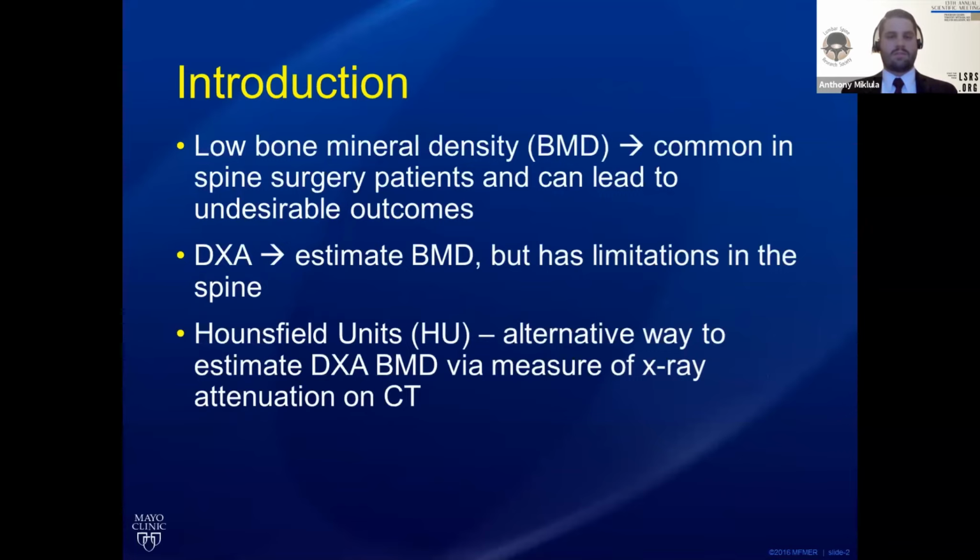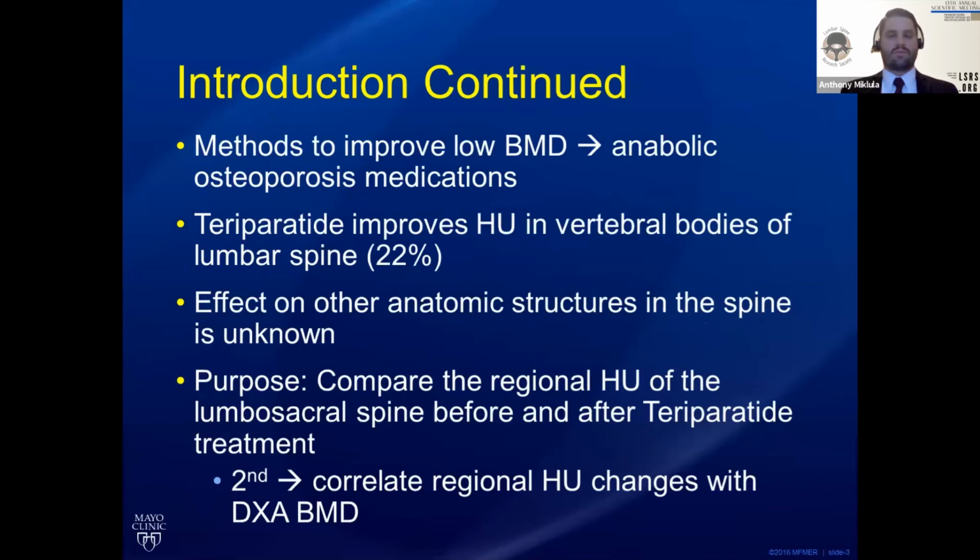DEXA is used to estimate bone mineral density but has limitations in the spine, whereas Hounsfield units represent an alternative way to estimate DEXA bone mineral density via a measure of X-ray attenuation on CT scan. Methods to improve low bone mineral density include anabolic osteoporosis medications, including teriparatide, which improves Hounsfield units in the vertebral bodies of the lumbar spine by 22%. But the effect on other anatomic structures in the spine is unknown.